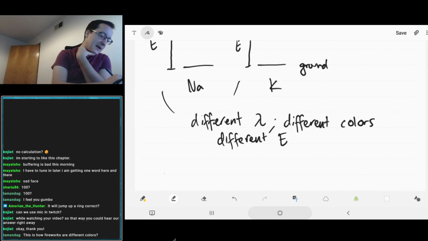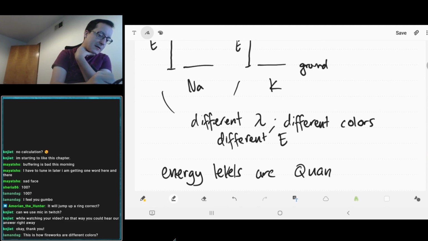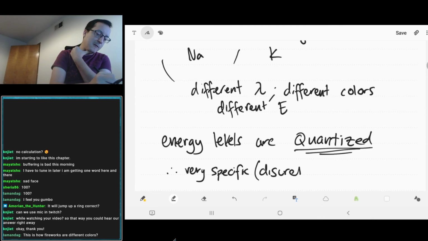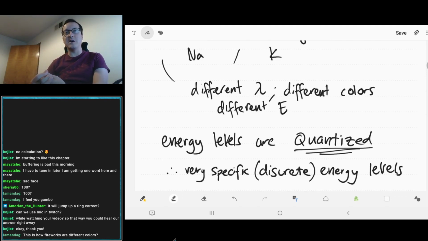We say that these energy levels are quantized. And that means there are very specific, or what we call discrete, energy levels. I know that I keep saying energy levels and you guys have like no idea what I'm talking about.